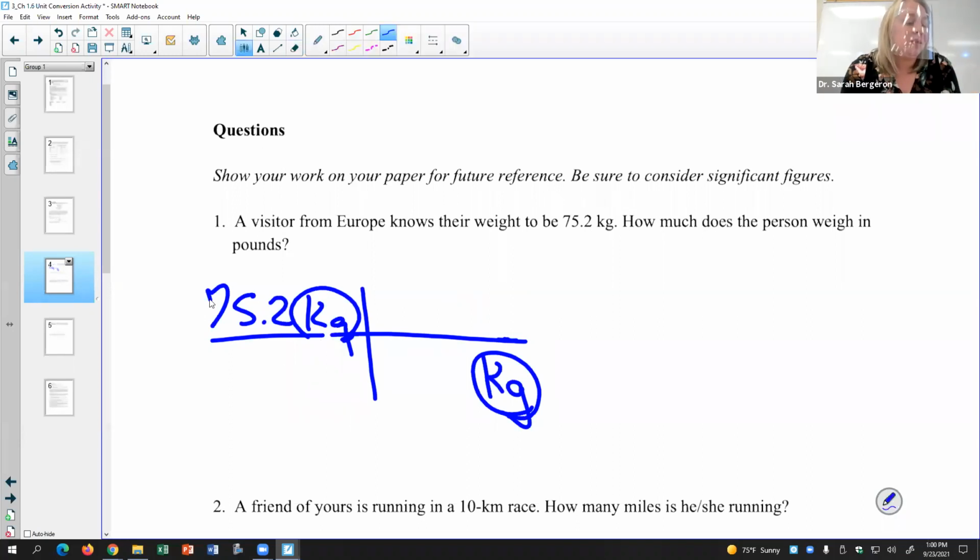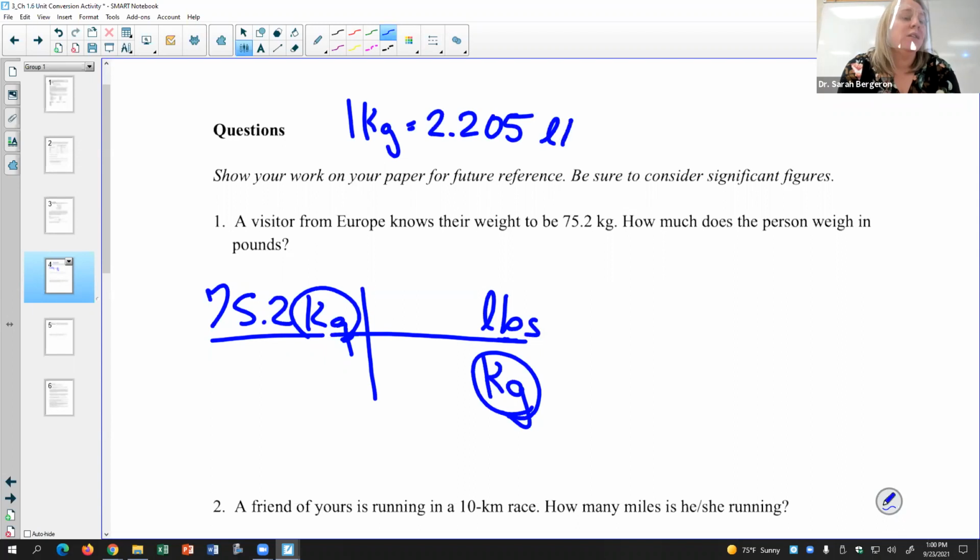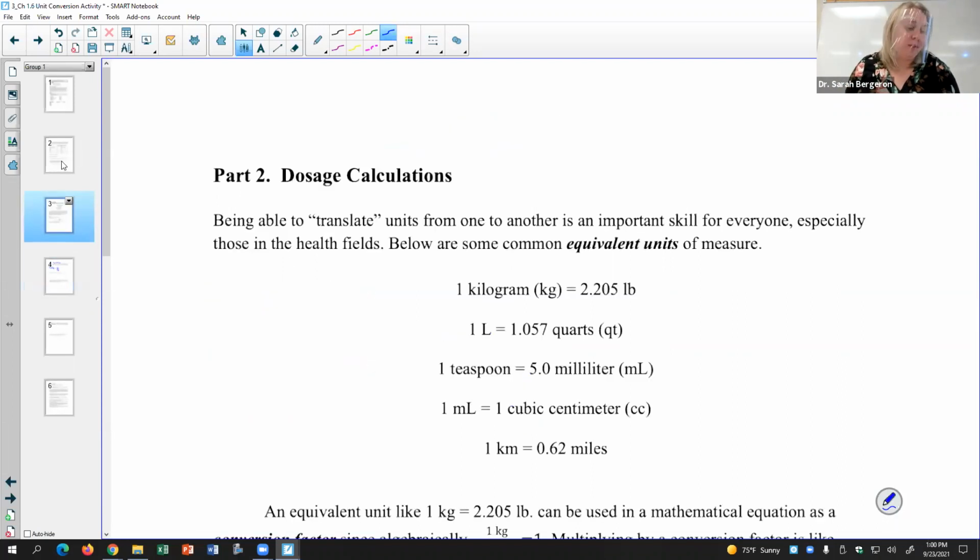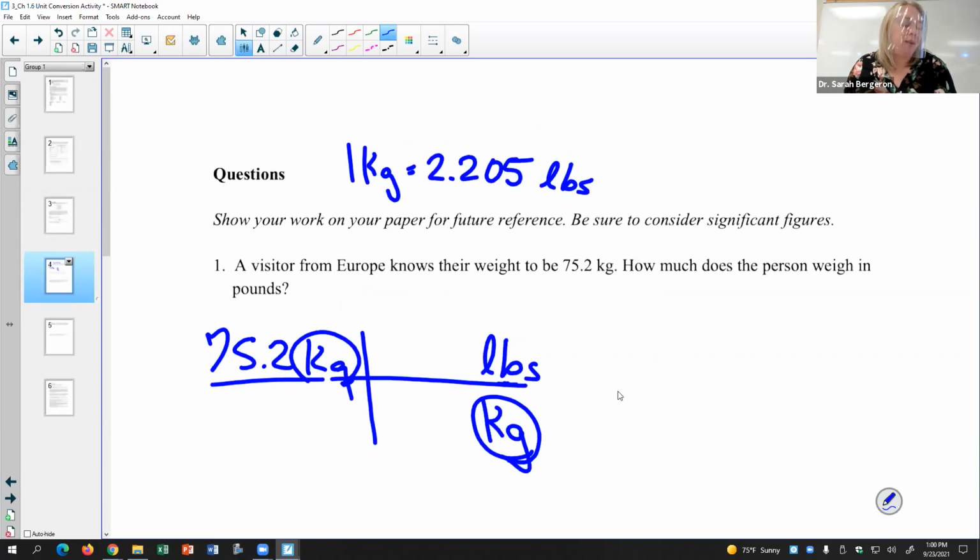All right, so kilograms goes on the bottom. So what am I trying to get to? Pounds. So what's my conversion? I know that 1 kilogram is equal to 2.205 pounds, right? Where did I get that? Some people look here, and it's also on the best friend. It's in both places. So I put the 1 with the kilogram, and the 2.205 with the pounds.